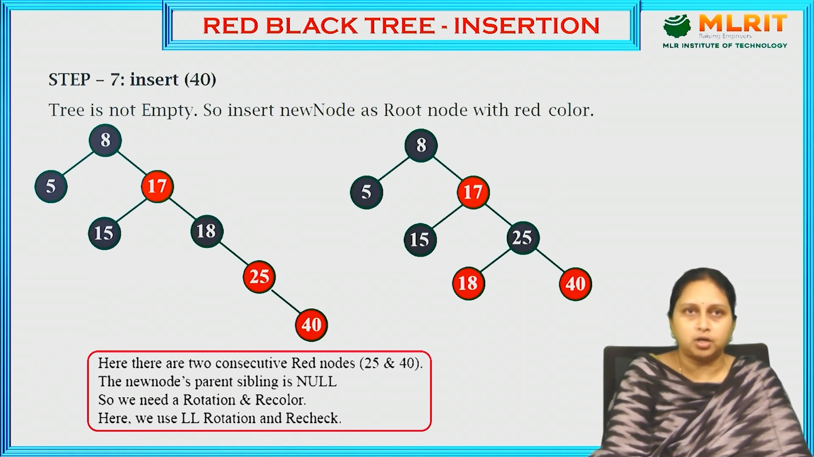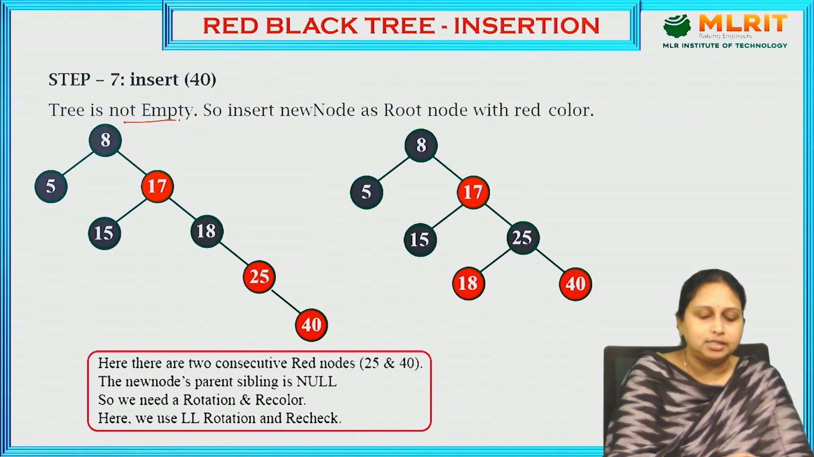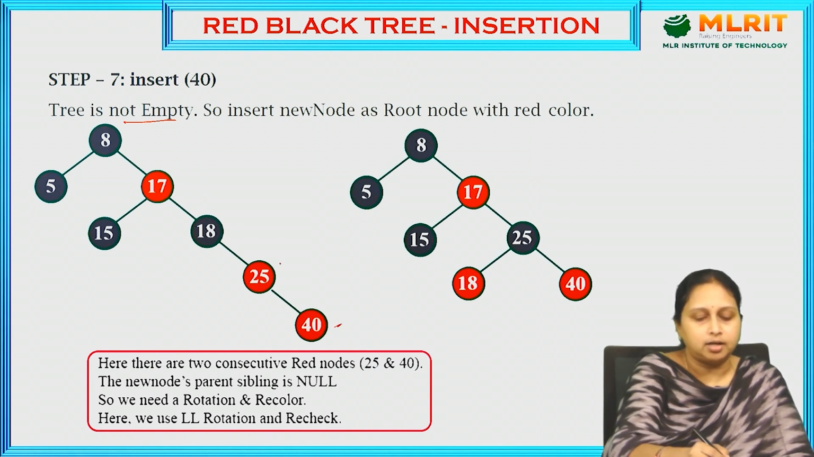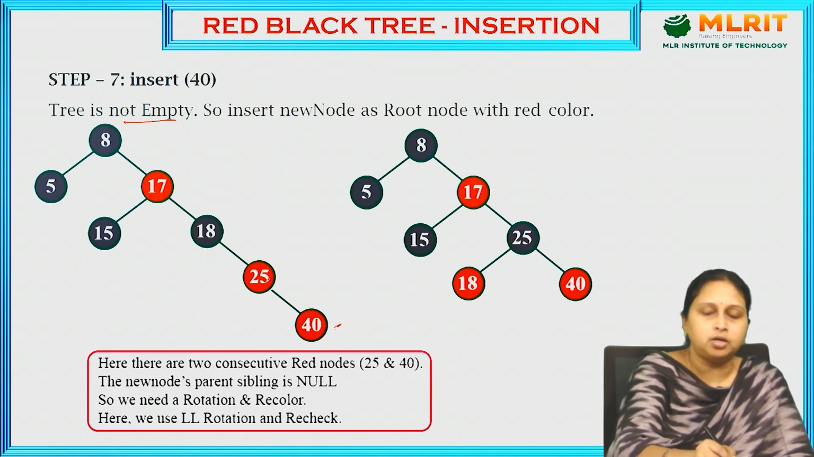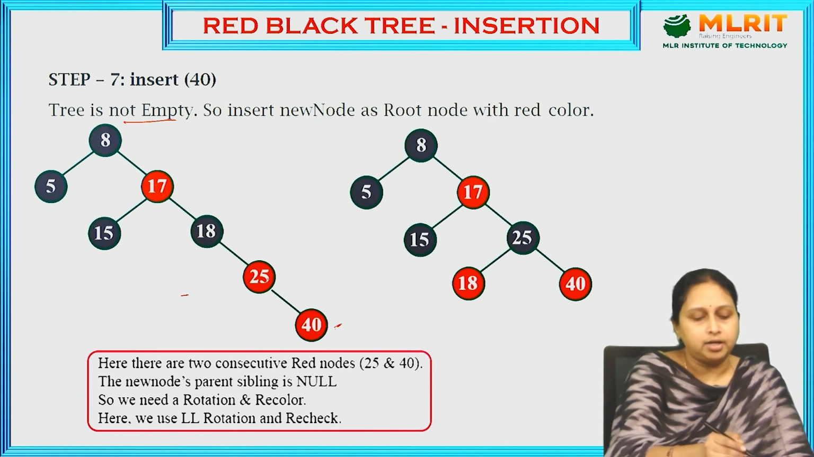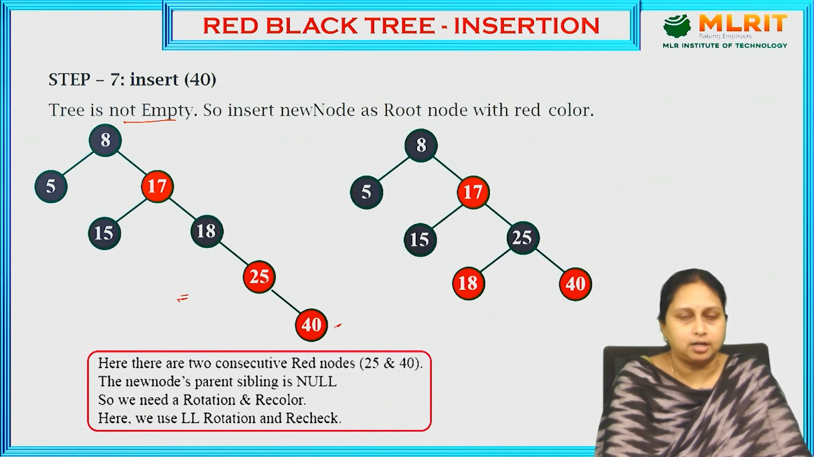Now insert 40. The tree is not empty. 40 will be inserted after 25, so I am going to have a conflict here. Now check the new node's parent sibling. The new node's parent sibling is null, right? Because of that, we need to perform rotation as well as recoloring.